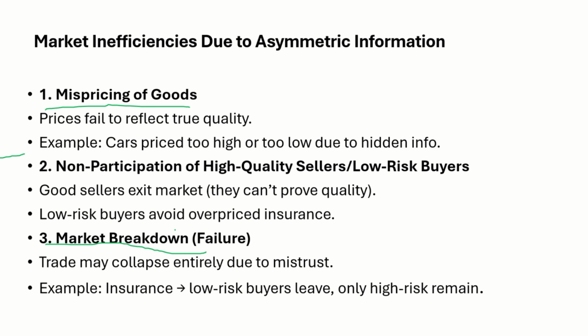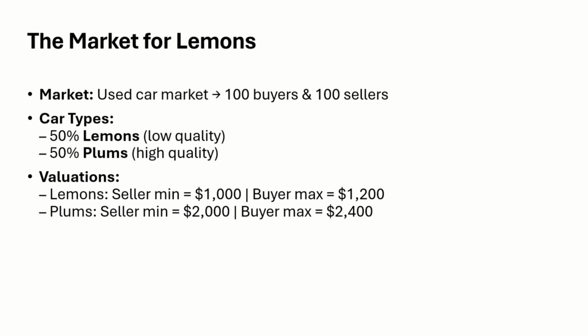And now we go to the most important topic, the market for lemons. The Akerlof model shows that a market can fail when buyers and sellers don't have the same information. Let's imagine a used car market with 100 buyers and 100 sellers. Half of these cars are lemons, which are low quality cars, and the other cars are plums. They are high quality cars. The buyer cannot tell the difference between the lemons and the plums. Since buyers have no more information than that, they will assume there is a 50% chance that a car is either a lemon or a plum.